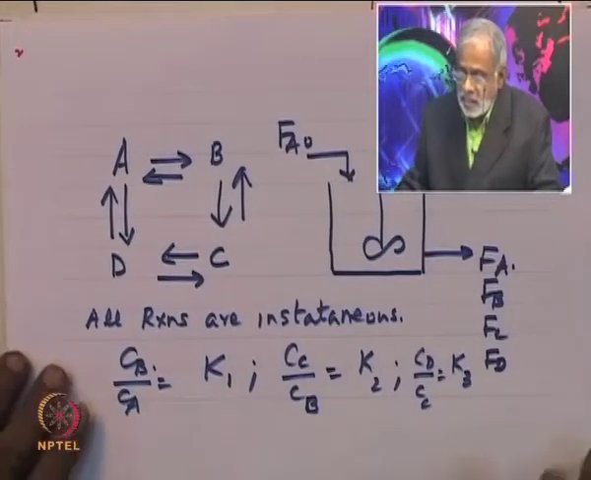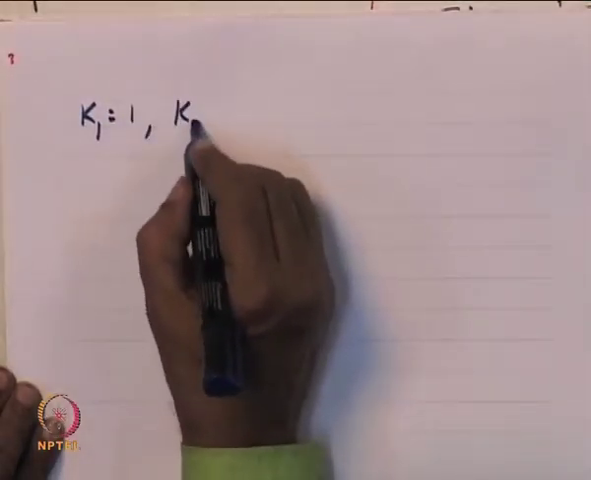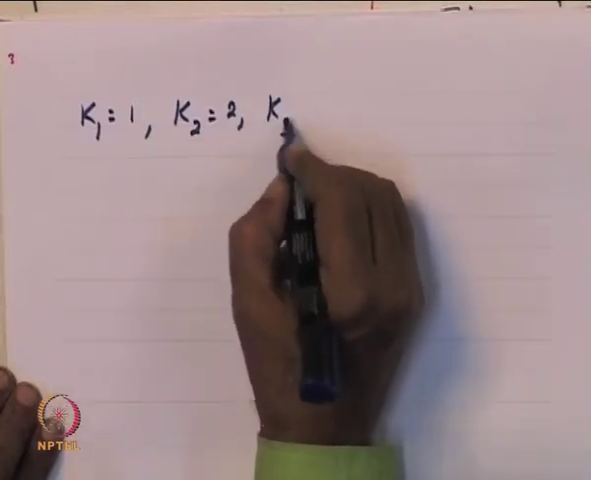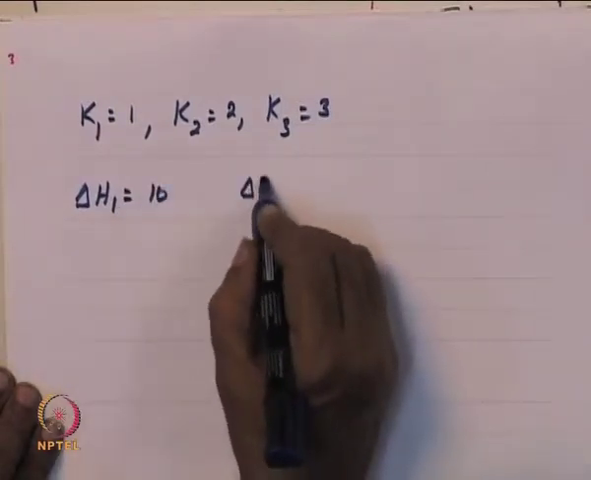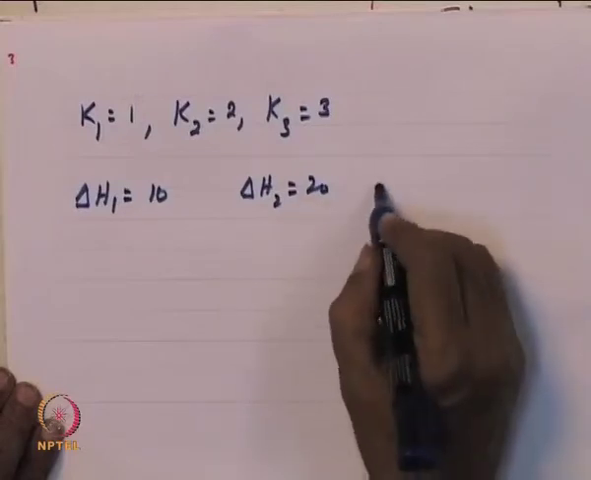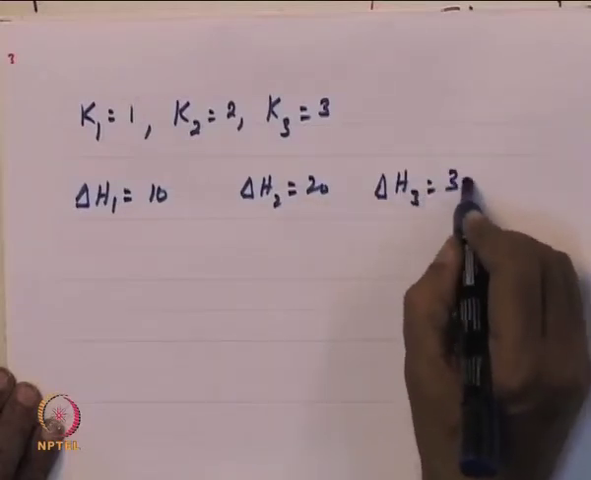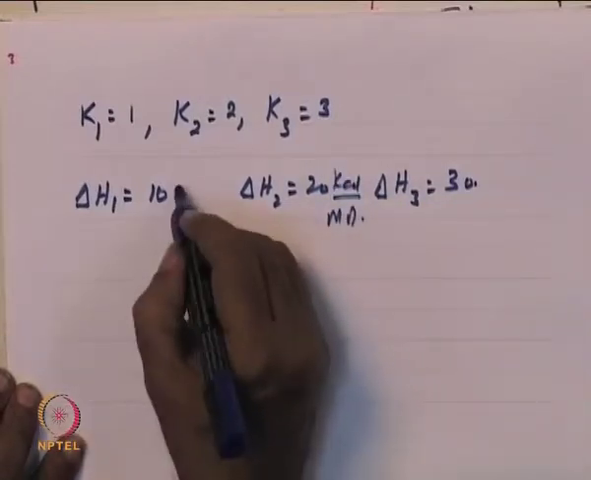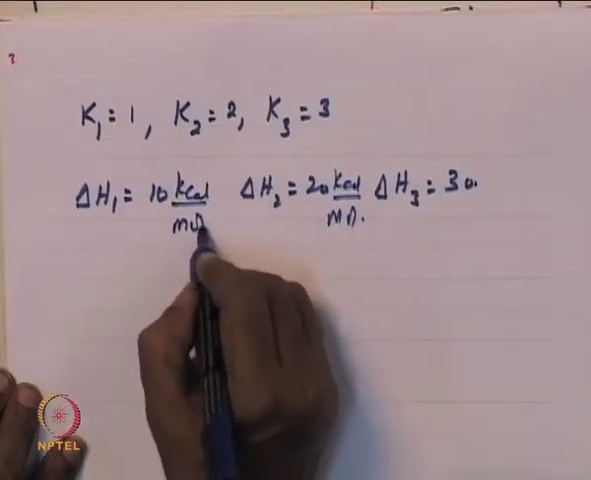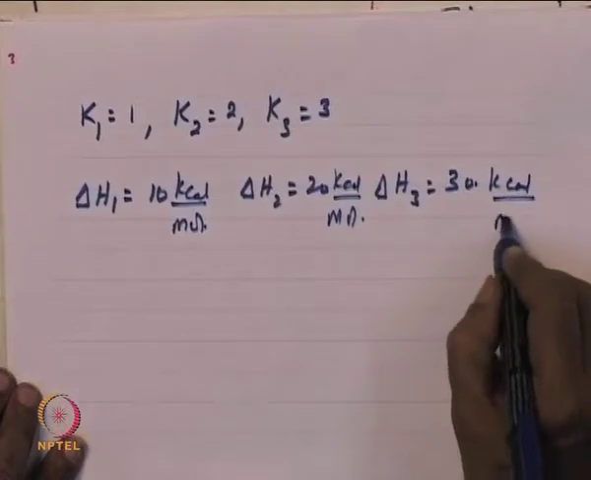For example, let us take a situation where K1 equal to 1, K2 equal to 2, K3 equal to 3, and delta H1 equal to 10, delta H2 equal to 20, delta H3 equal to 30. These are all in units of kcal per mole.